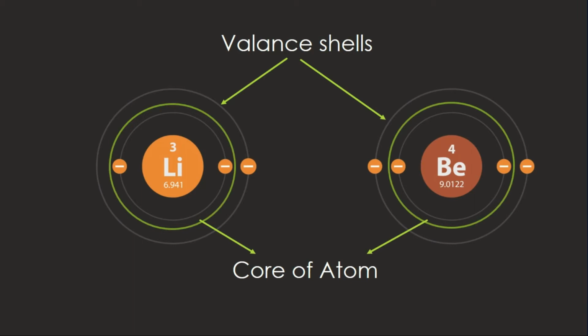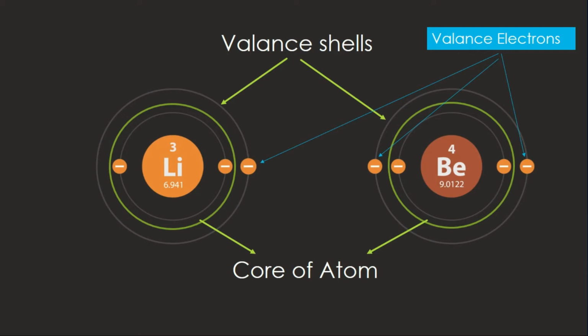Rather, it is the valence shell or the valence electrons which take part in any chemical reaction. It is only this valence shell and the electrons which are inside it, also known as valence electrons, which take part in chemical reactions and which are also responsible for providing the aforementioned stability to these atoms. And this is true for all the other elements as well.